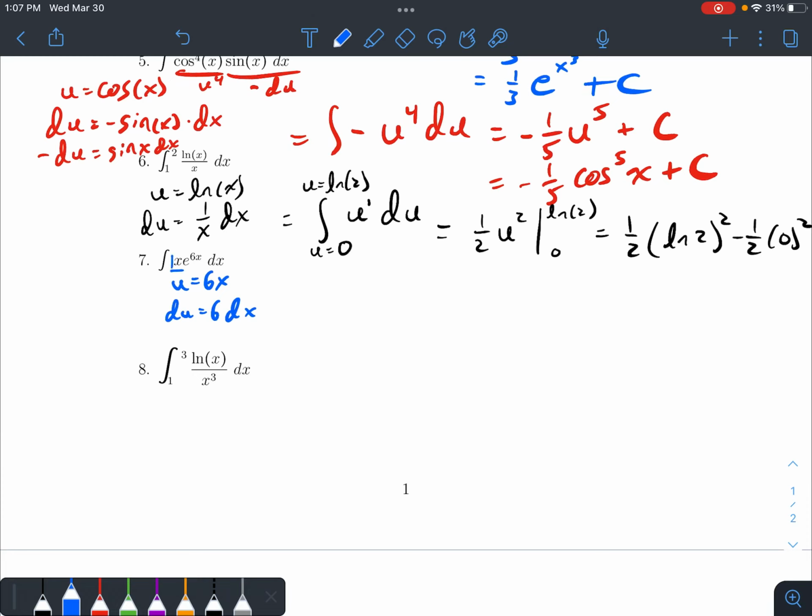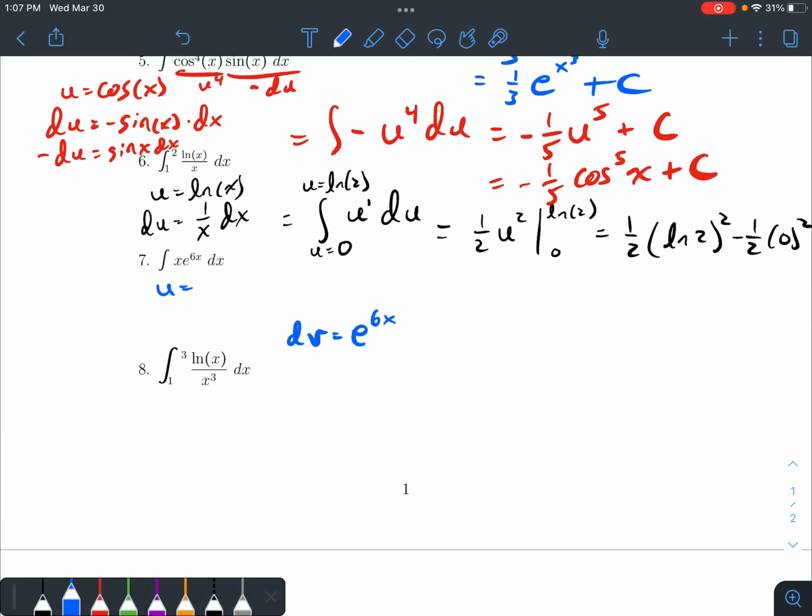Well, we could replace this x with like 1/6 u, but then that wouldn't really make the problem any easier to integrate. So this isn't going to end up working. So we're basically forced to do an integration by parts here. So we have to pick a u, and we have to pick a dv.